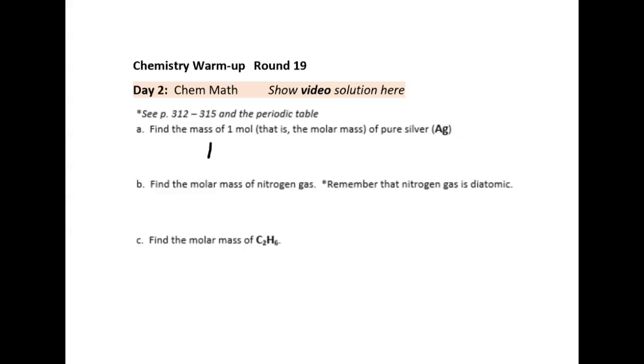The mass is 107.8682. The label for molar mass is grams. Earlier in the year, you had a similar question. It asked, what is the mass of a single atom of silver? And you would look up silver and you would say 107.8682 AMUs. Now we're being asked, what is the mass of 1 mole of silver atoms? It's still the same amount, but now the label is grams.